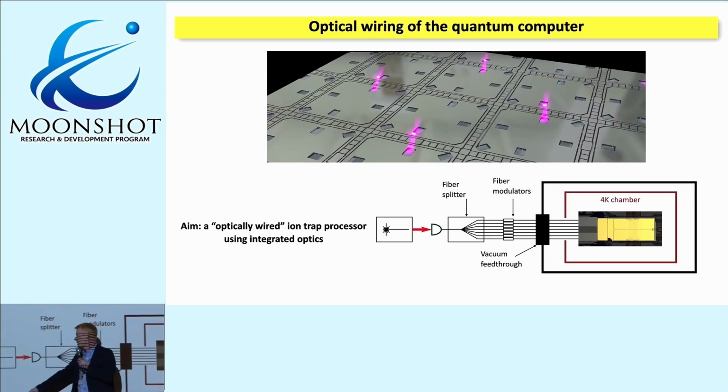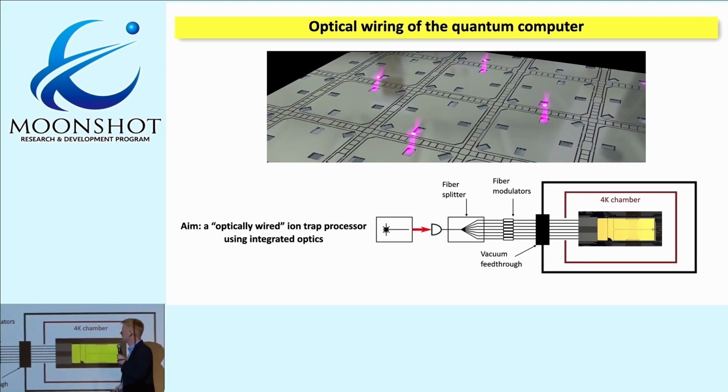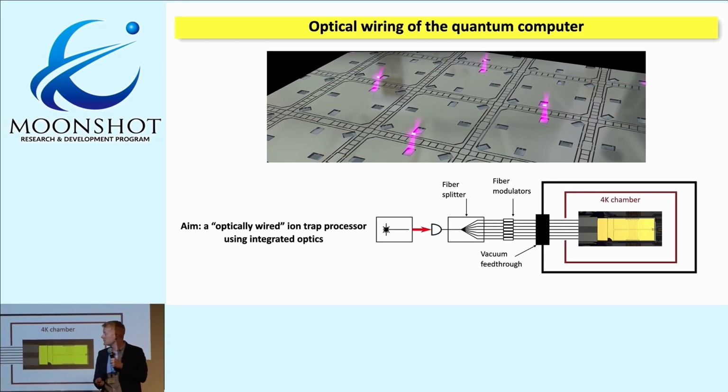So my students, we really have a laser that gets piped into a fiber splitter. We have a bunch of fiber modulators. Maybe that's not the most scalable approach because these are all little fiber modulator blocks on their own. They go into the 4K chamber and they do the control.